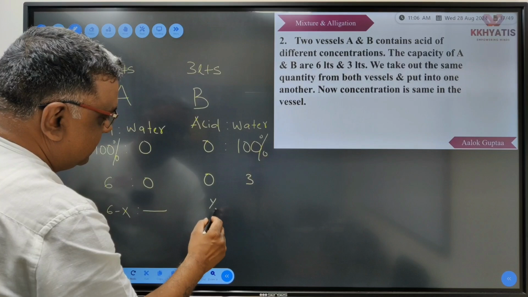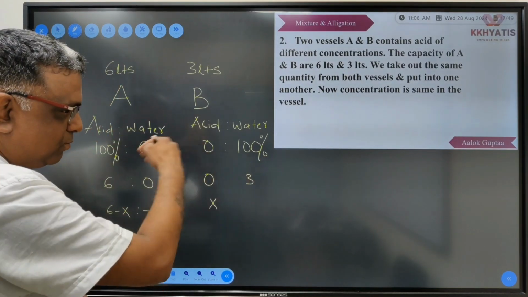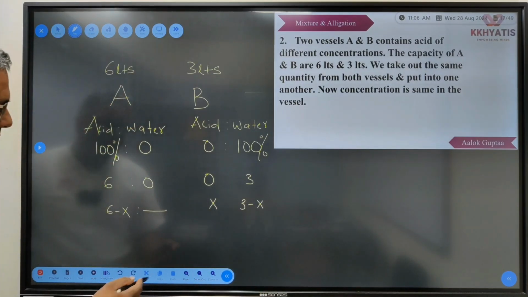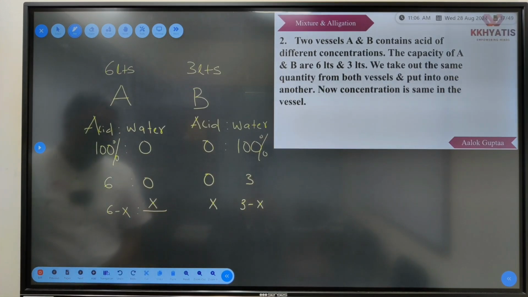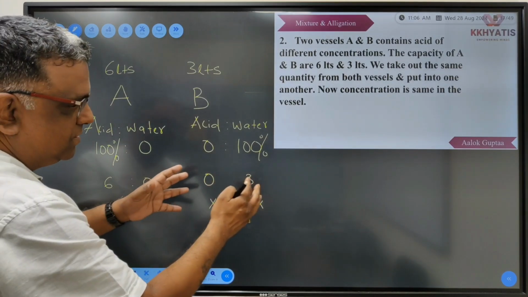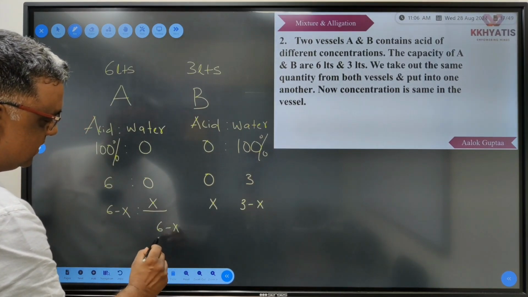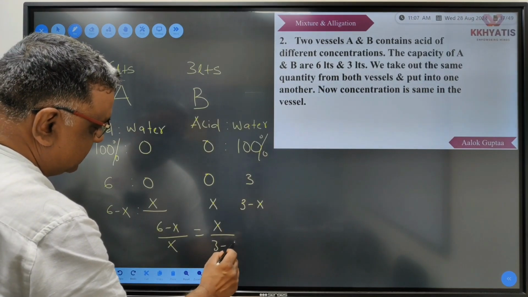This acid will go and sit here, and the same I will remove x from here, which means I will only remove water. So here the water 3 minus x will be left, and this x water that came will come and sit here. Now what they are saying is this concentration is equal to this concentration, which means 6 minus x upon x is equals to x upon 3 minus x.